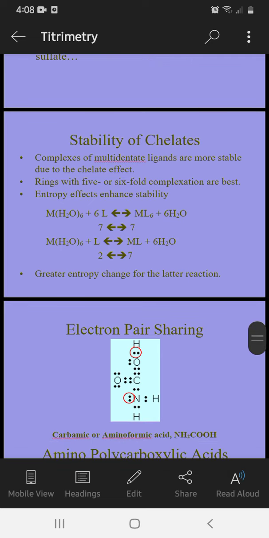Stability of chelates: complexes of multidentate ligands are more stable due to the chelate effect. Rings with 5- or 6-fold complexation are best. Entropy effects enhance stability. Compare M(S2O3)6 plus 6L giving ML6 plus 6 S2O3, with M(S2O3) plus L giving ML plus S2O3. There is a greater entropy change for the latter reaction.